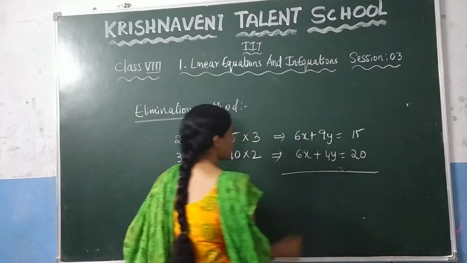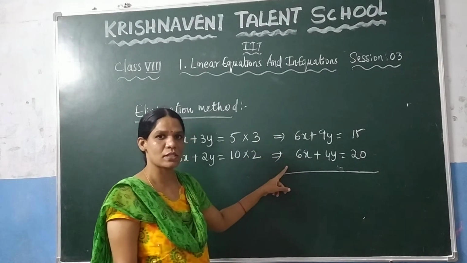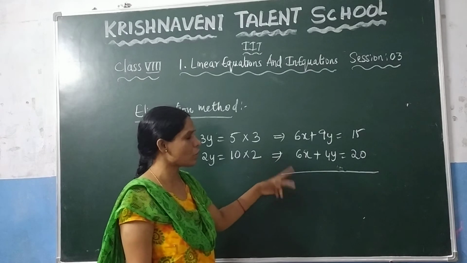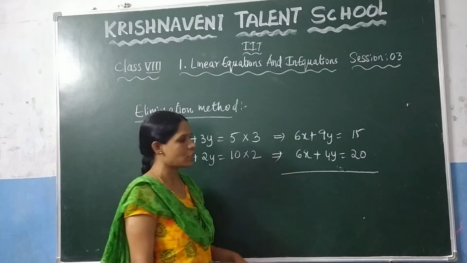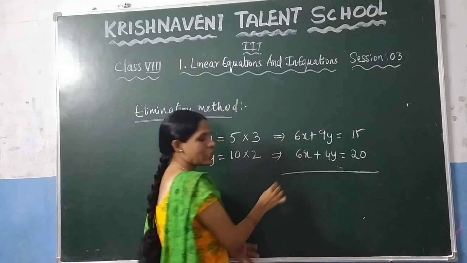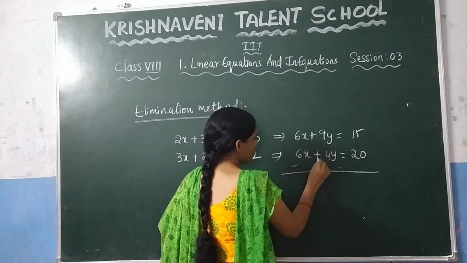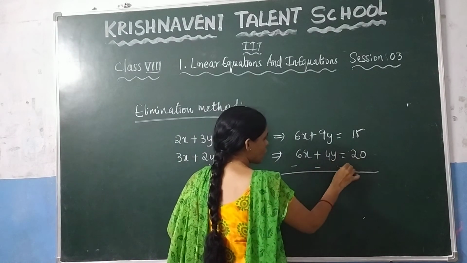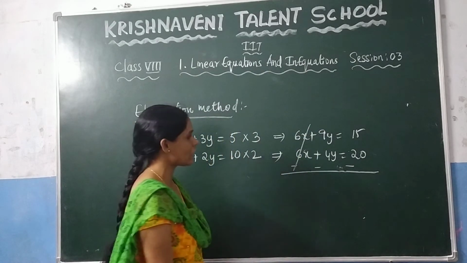20. Here you can observe that the coefficients are the same. Here 6 is there, here also 6 is there. Now you can subtract or you can add based on the condition so that you can eliminate one variable. Here if you are adding 6 plus 6, you will get 12x. You cannot eliminate that one. So subtract this one: keep minus in place of plus. Now you can eliminate this value. You know that 6x minus 6x will get cancelled.